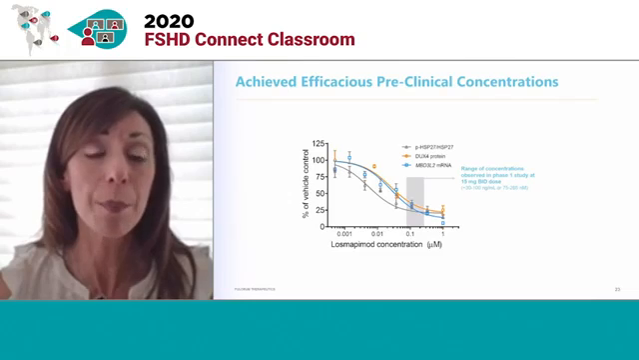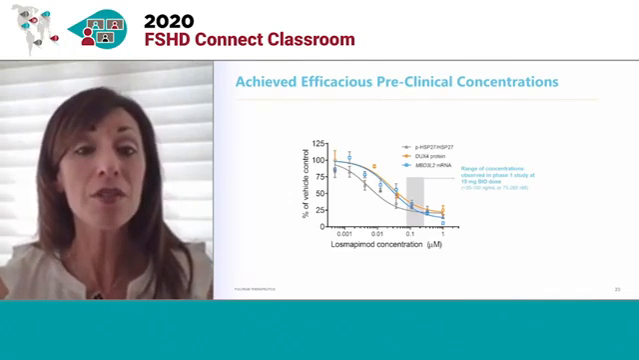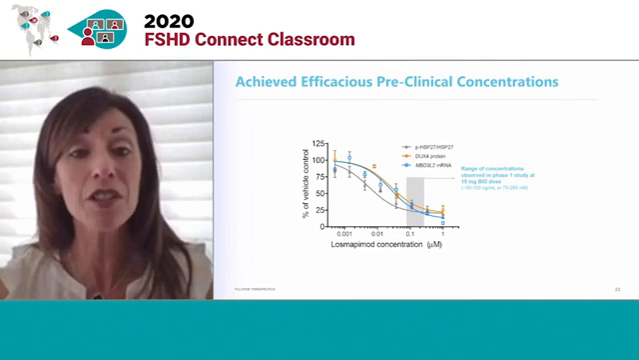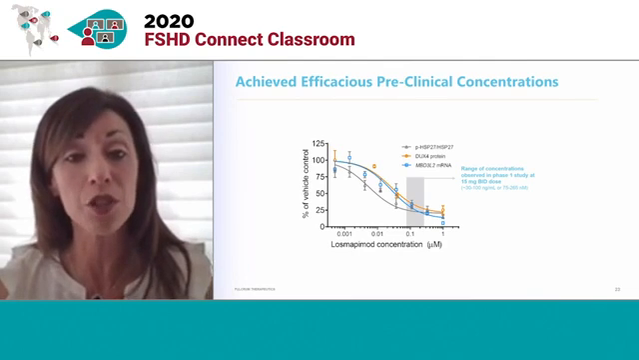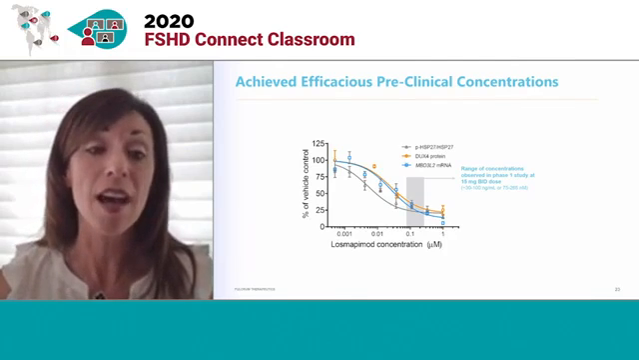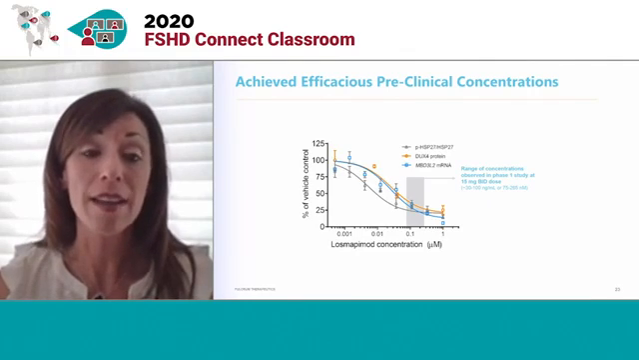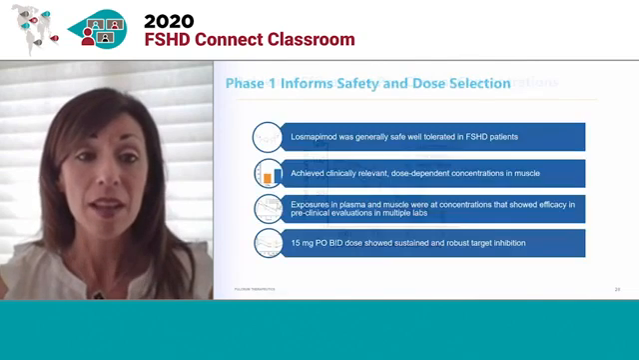When you think back to the cell model, you can see that the range of concentrations that we were able to achieve in our phase 1 study is similar to the range of concentrations that did inhibit or decrease DUX4 expression in that cellular model.